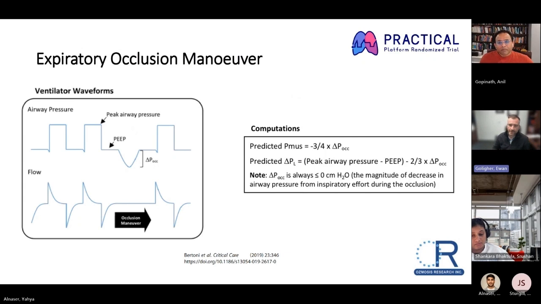But essentially, the esophageal pressure swing is about 2/3 of the POC. The airway pressure swing is obviously the peak minus the PEEP. So if you add those things together, you get the total lung distending pressure. Next slide.